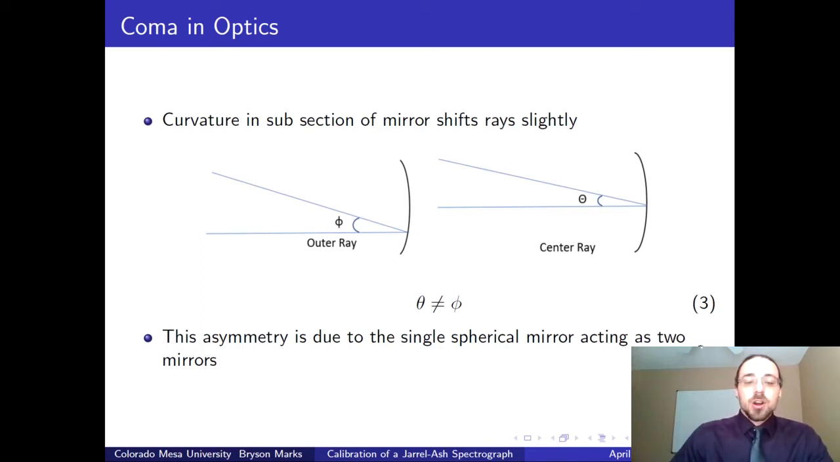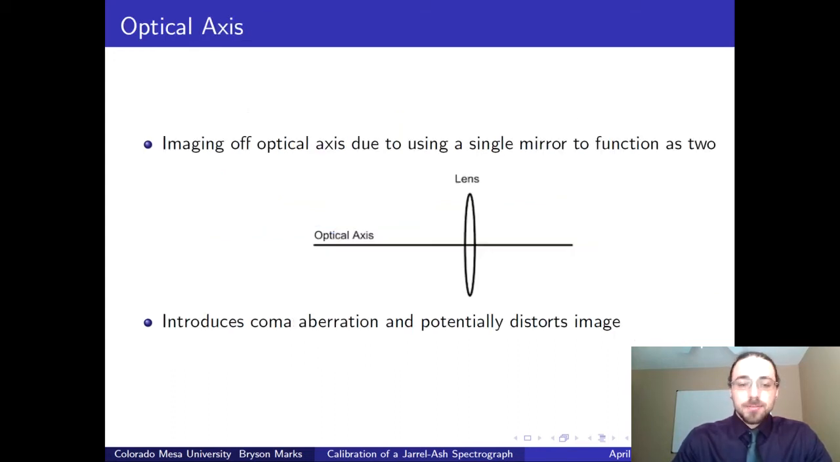Now, if you look at the cartoon, we see that the outer ray comes off at an angle phi, where the center ray will come off at an angle theta. Now, this just means that theta is not equal to phi, and this asymmetry is due to the single mirror acting as two mirrors. This is also due to imaging off of our optical axis, due to the subsections of the mirror not being in the center of the mirror.